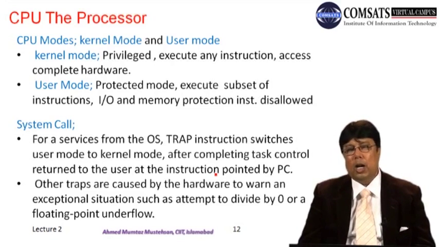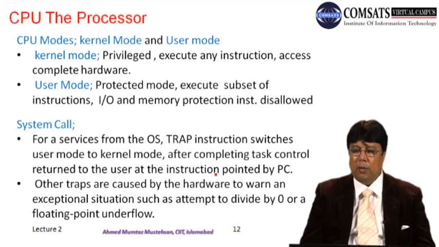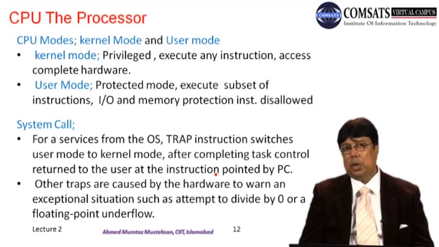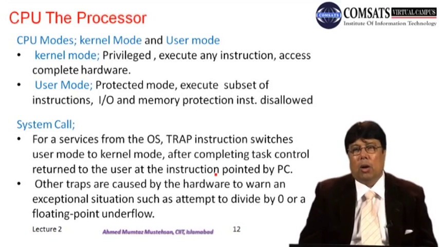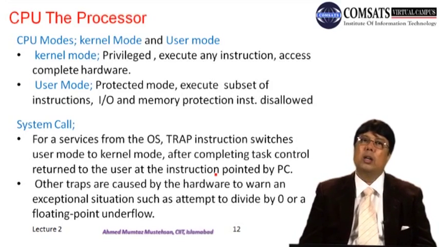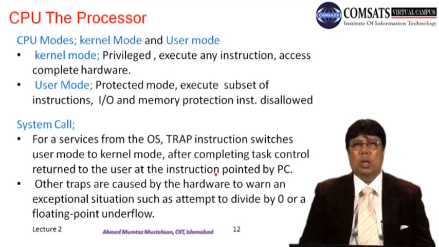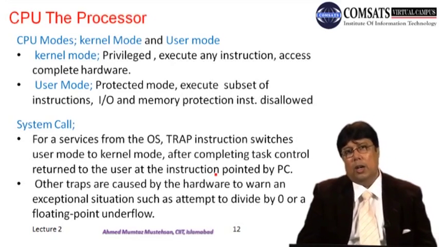Exception क्या है कि a user has attempted to divide a number by 0. This is called divide by 0. This is a certain exception, so that quickly traps and calls the operating system to interfere. Or there is a floating point underflow. So some abnormality occurs in the user program that also results in trapping to the kernel mode.